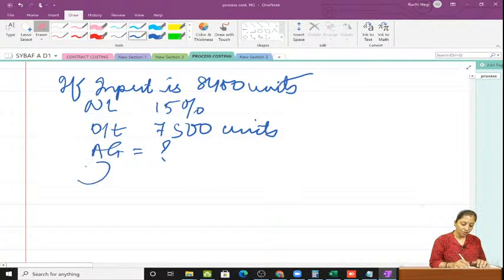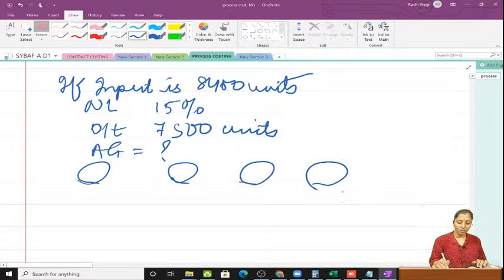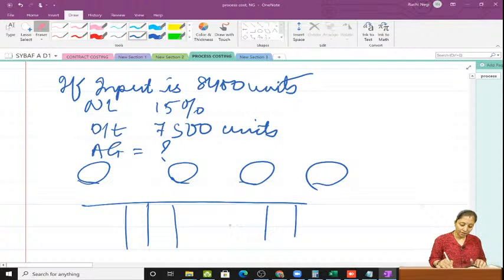You may get 4 options. So you just solve and see which is the right answer, and accordingly you can tick mark. So इसको आप कैसे solve करोगे? How will you solve this? Say I make a process account. We are interested only in the quantity, students. Yeah, quantity. So input कितना है? 8400. So you write it here. You will write your input here, 8400 in the quantity column.